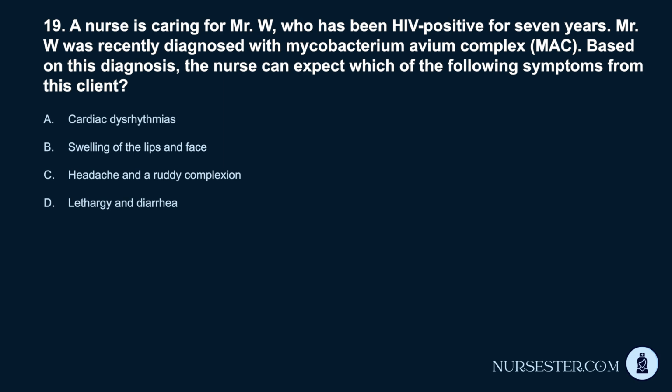19. A nurse is caring for Mr. W, who has been HIV positive for 7 years. Mr. W was recently diagnosed with Mycobacterium avium complex, MAC. Based on this diagnosis, the nurse can expect which of the following symptoms from this client? A. Cardiac dysrhythmias. B. Swelling of the lips and face. C. Headache and a ruddy complexion. D. Lethargy and diarrhea. Correct answer, D.